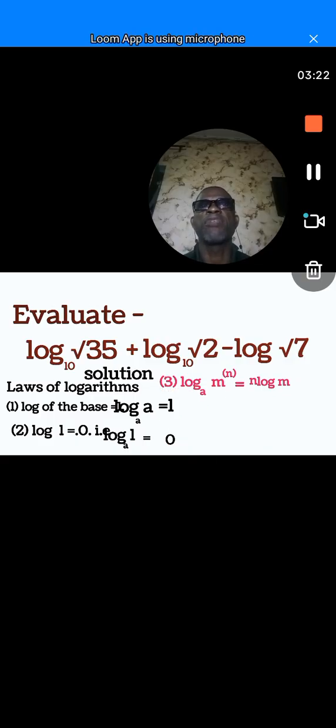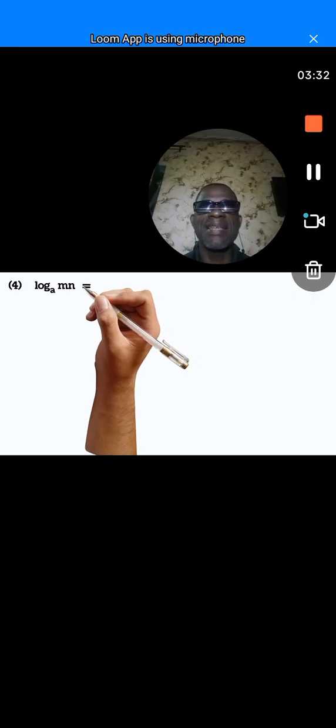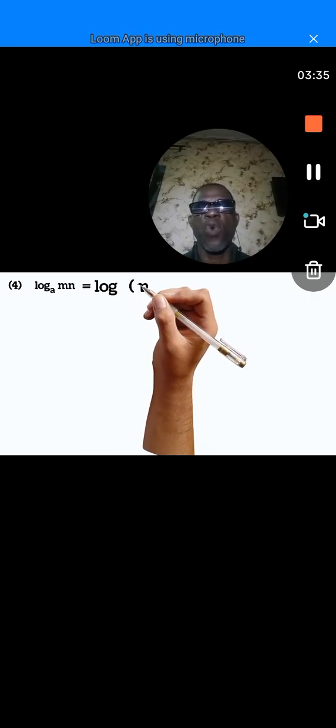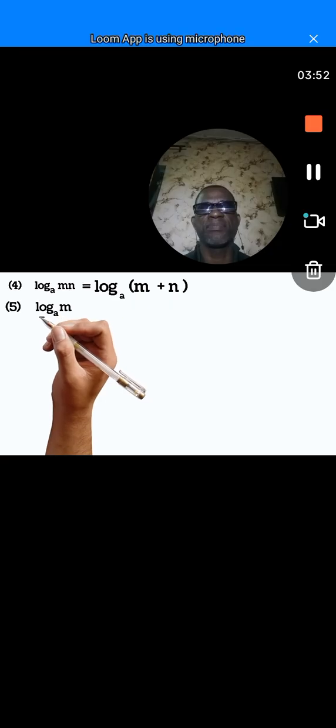The next identity is the law that tells us how to multiply or add logarithms. That law says log m plus log n, provided they are on the same base, is equal to log of m times n in the same base. This law tells us how to multiply or add logarithms. I think this is the major aspect that this question is testing.